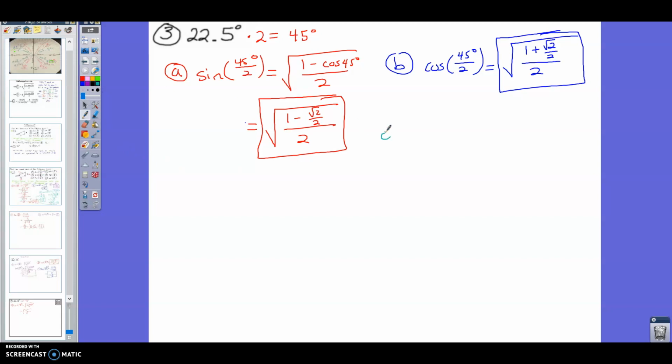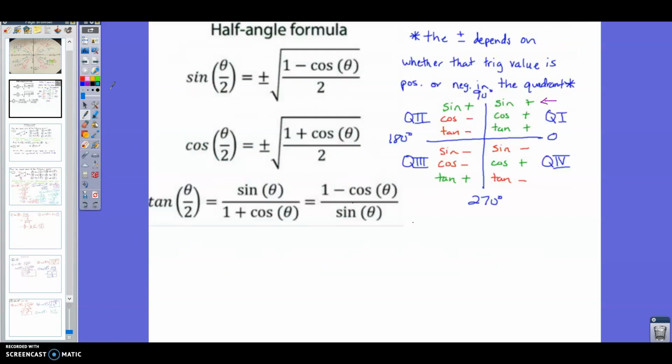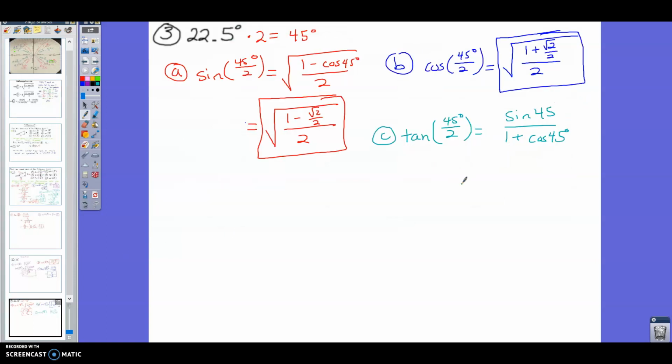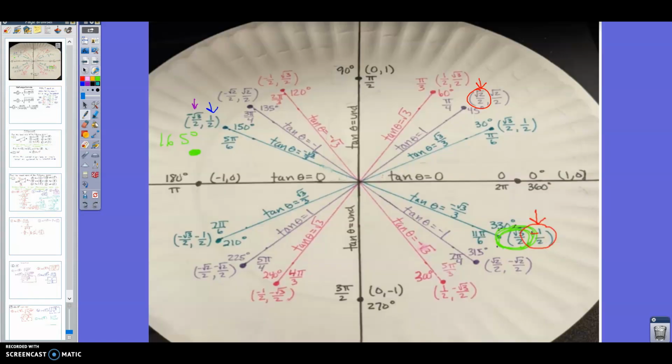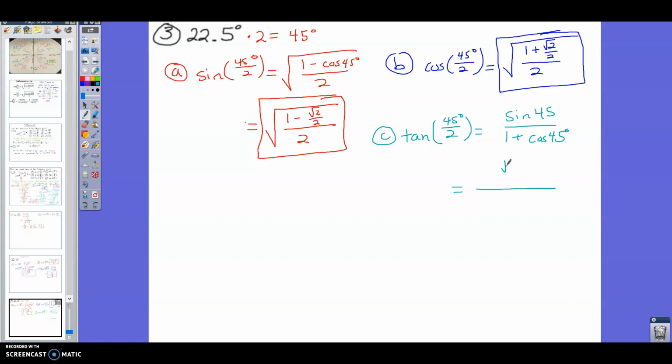And then the last one is tangent. So again, we're using the formula down here. The theta in this case is 45. So we're going to look at the sine of 45, which is the y value there, which is the square root of 2 over 2. And then from the previous two, we saw that the cosine value was also the square root of 2 over 2. And again, we're not going to worry about rationalizing.